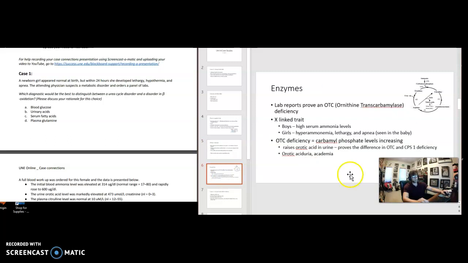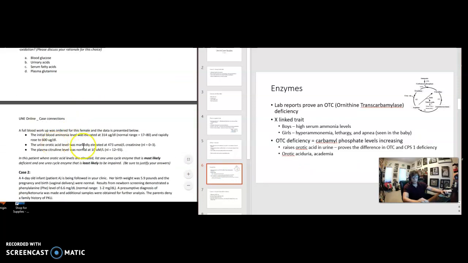So the lab reports, after looking at them, let me pull down here. After looking at the lab reports, they confirm an OTC or ornithine transcarbamylase deficiency. According to NORD, this is an X-linked trait. In boys, we see serum ammonia levels being higher, and in girls, we see hyperammonemia, lethargy, and apnea. So all of these symptoms are seen by the baby, and the baby is female.